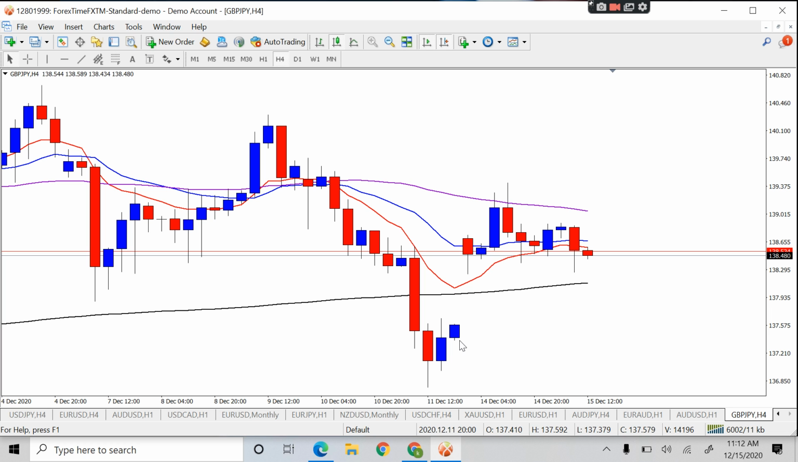Okay, so that's GBP JPY, and we're going to move to Euro NZD. Euro NZD has been selling for a long while now, I think for the past 7 weeks. It's almost 2 months since the pair started selling.